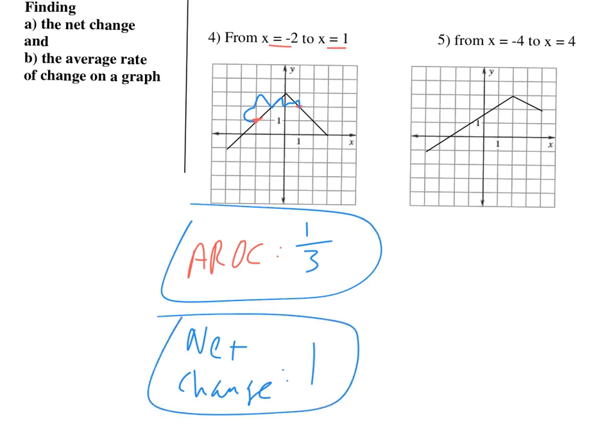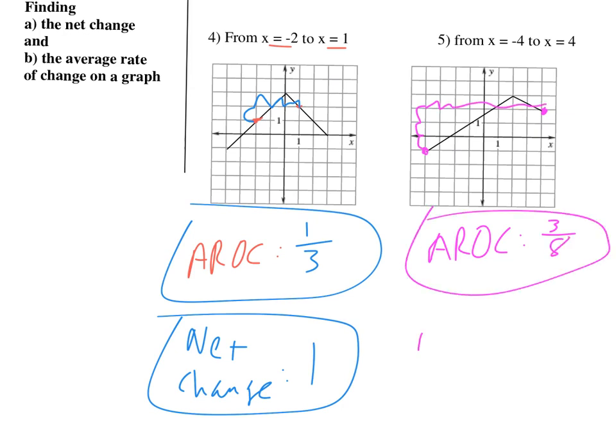All right, so then same idea over here. So from negative 4, which is right there, to positive 4, which is right there. See, it's up 3. And then over, it's from negative 4 to 4, so that would be 8. So then my net change would just be 3.